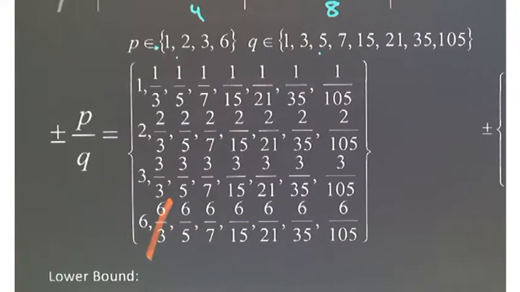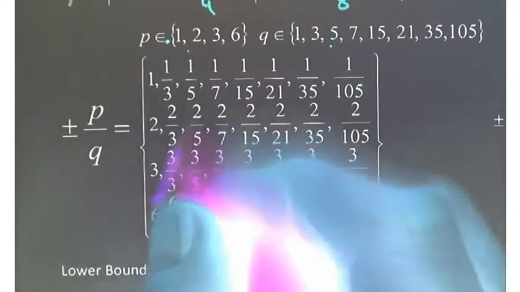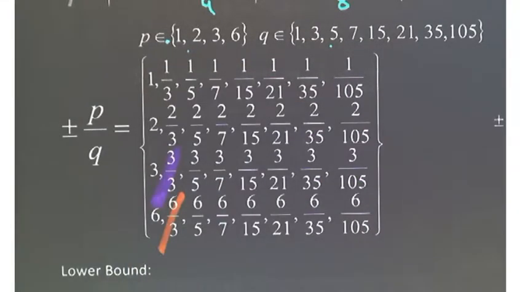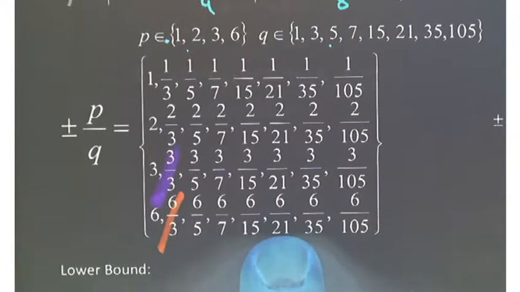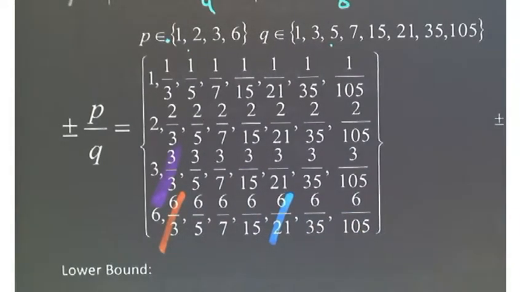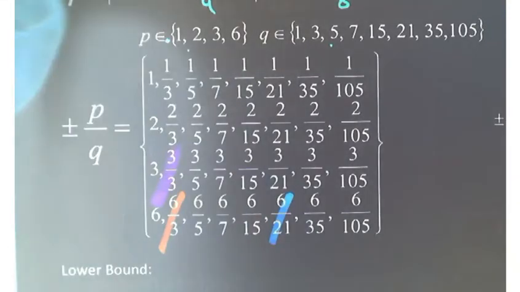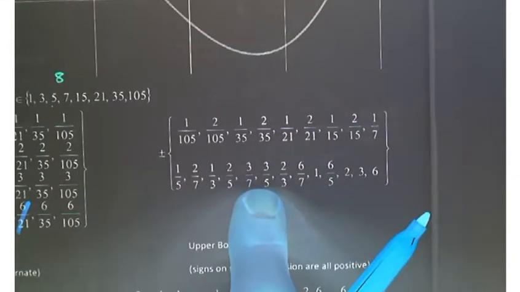3 over 3. 3 over 3 is 1. I already got that one. And so on. So you can get rid of a bunch of these that are repeats. 6 over 21 is really 2 over 7. So, again, you've already got that one. That one's redundant as well. And so on. And if you get rid of all these redundancies, you get a list that looks like this.